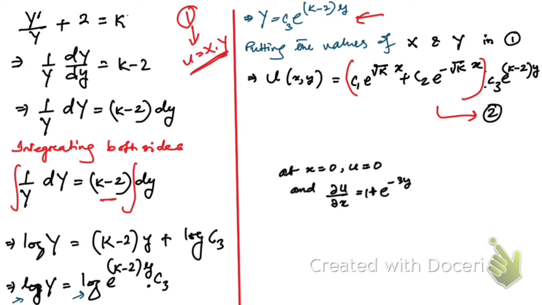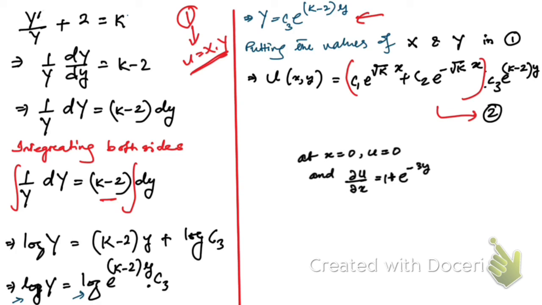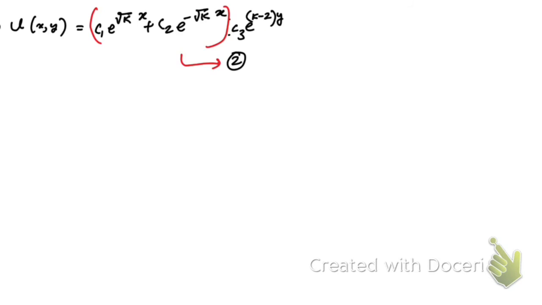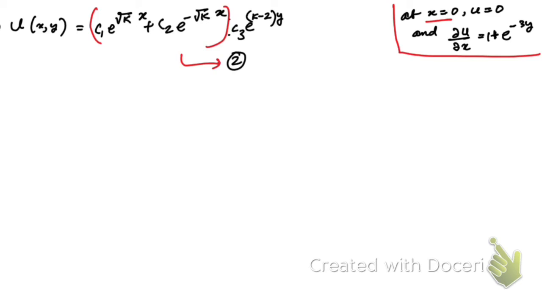Now what we're going to do here, just wait, let me take a new slide. Okay, so this is a new slide. This is the result we have got last, and the conditions are given. At x is equal to 0, u is also equal to 0.